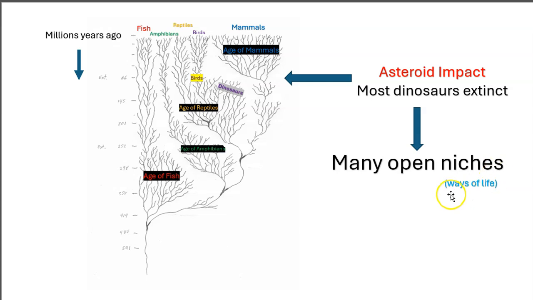A niche is a way of life of a species. What does it eat? What eats it? How does it get resources? How does it live in its environment? Well, the dinosaurs were dominating. Mammals were kind of small, nocturnal. Now the dinosaurs, a lot of them are gone, and mammals have some new opportunities.